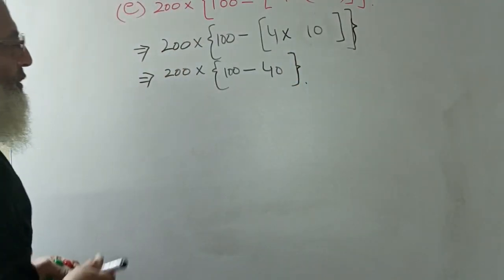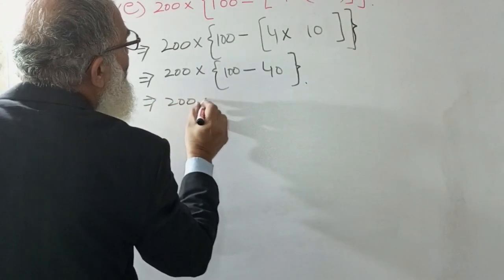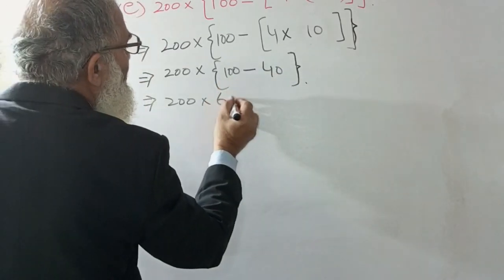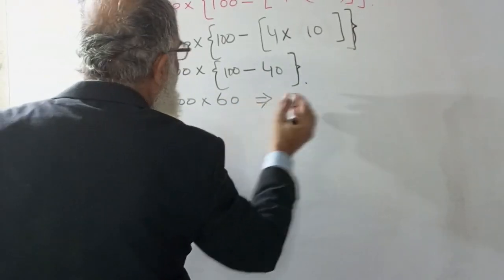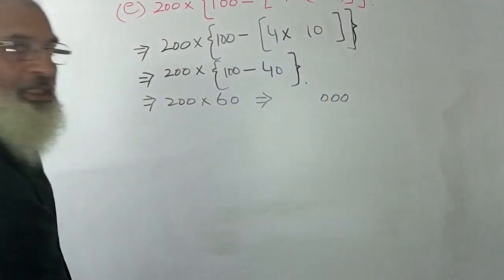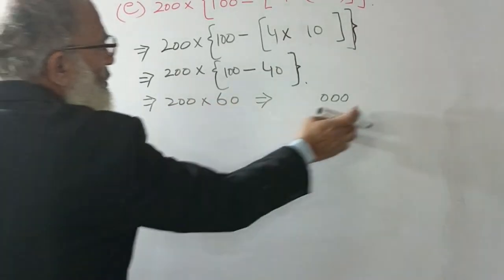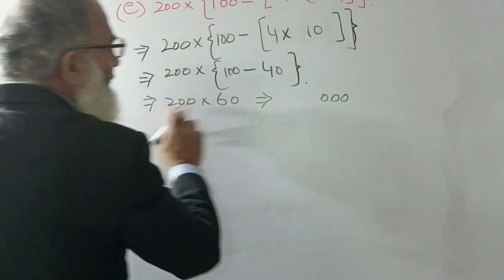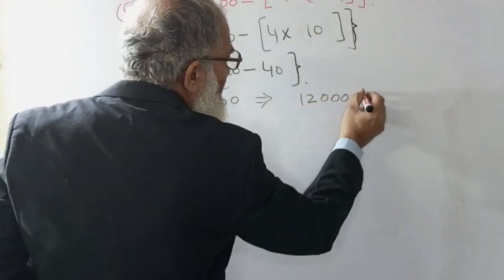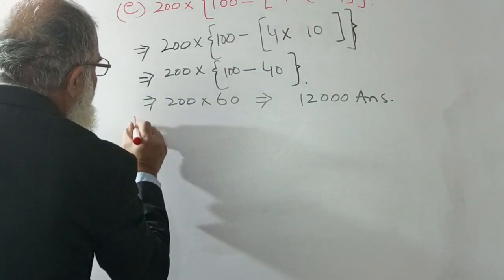Okay, so only the flower bracket is left now. So what we do is 200 multiplied by 100 minus 40 is 60. Write 3 zeros over here. Easy way to multiply: as many zeros as you have in multiplication, you write in your answer, and then just multiply. 6 multiplied 2 is 12. 12,000 is your answer now. Dear students, proceed to the next part, and that is part I, I have selected now.